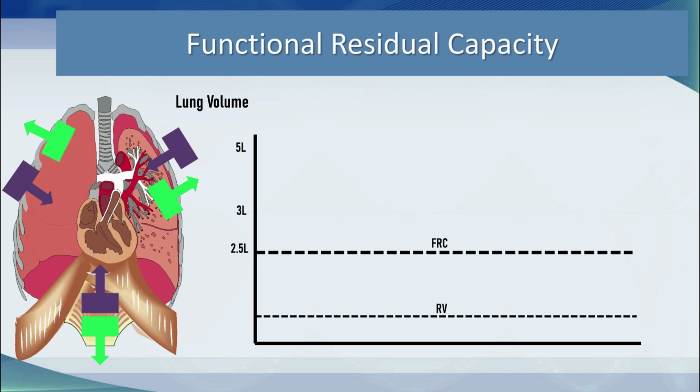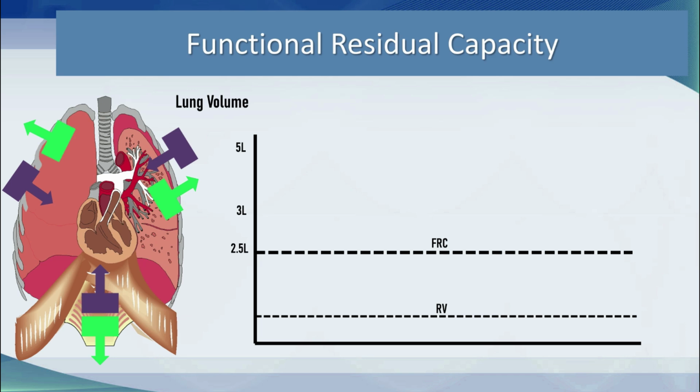For the rest of the time you're at expiration, and gas is exchanging continuously due to the continuous column of blood going through the alveoli and the continuous exchange of gas from alveoli into the capillaries. So that functional residual capacity is absolutely essential, because that is the reservoir for oxygenation, for gas exchange.